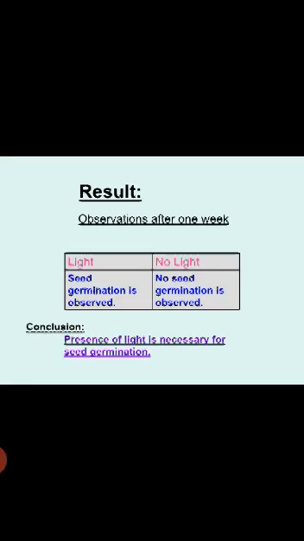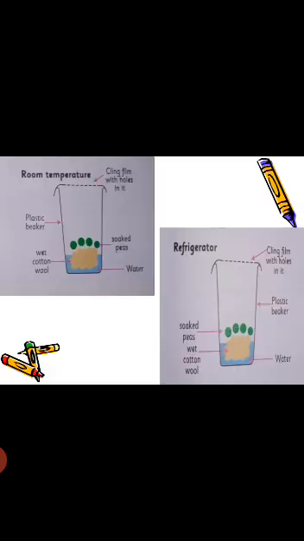Then the observation after 1 week is that in the beaker labeled light, seed germination is observed, and in the beaker labeled no light, no seed germination is observed. So the end result is that the presence of light is necessary for seed germination. Then the fourth activity is: temperature is necessary for germination.